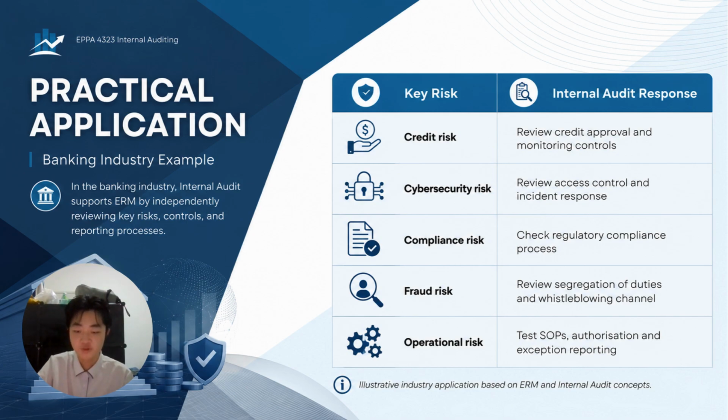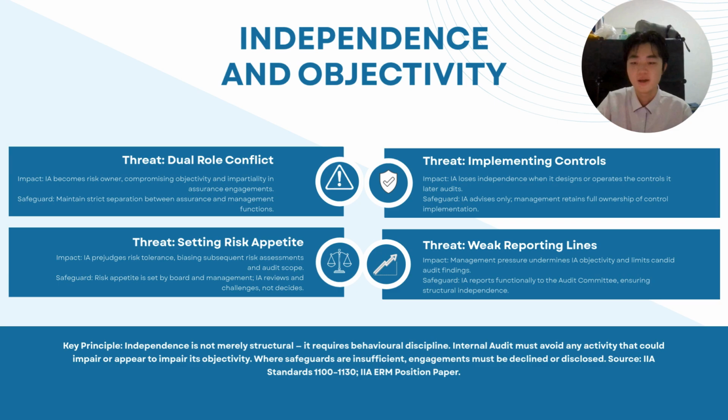For operational risk, internal audit may test the SOPs, authorization procedures, and escalation reporting. From this example, we can see the same idea again. The management owns the risk, while the internal audit reviews the control and gives assurance. So this leads to the final points of my part: independence and objectivity.